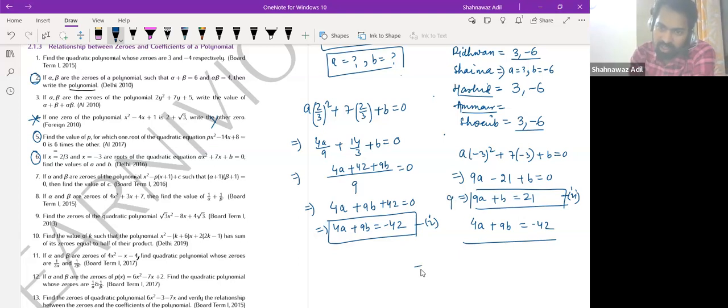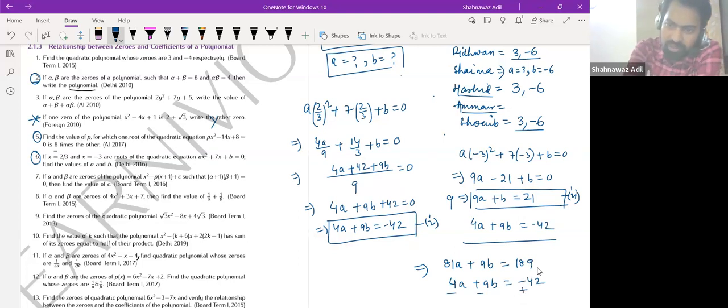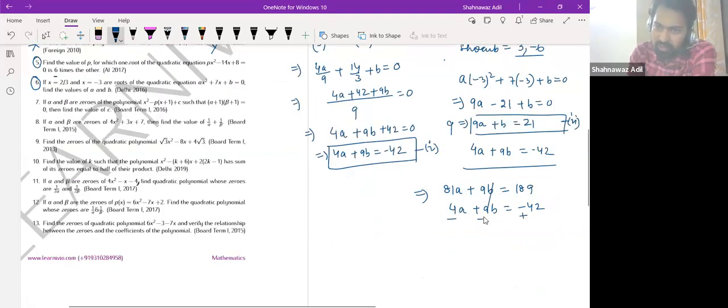So if we multiply 9 to this equation, this would be 81a plus 9b, and this is 4a plus 9b equal to minus 42. So then this is plus, this would be how much? 7, 7a, and this is 11, 2, and then 2. So this is the equation that we get.